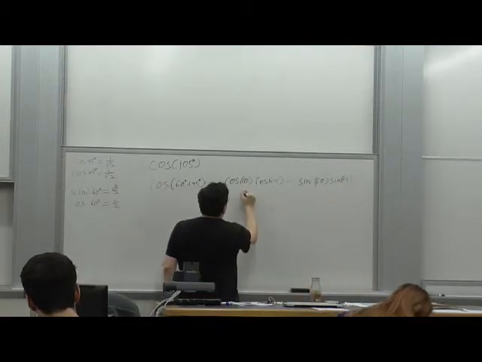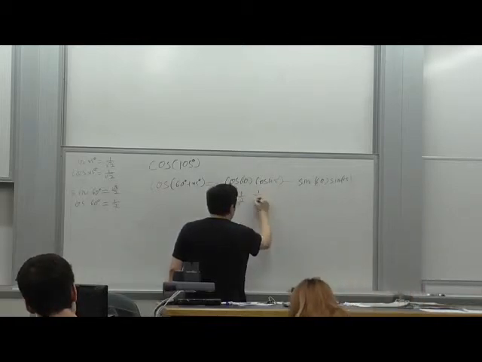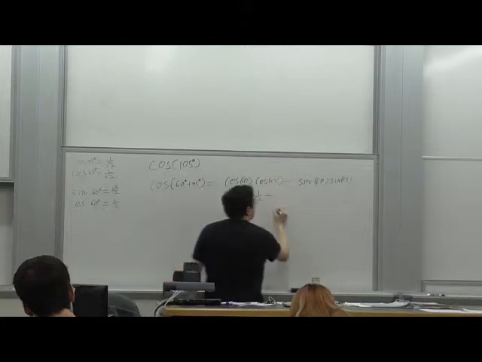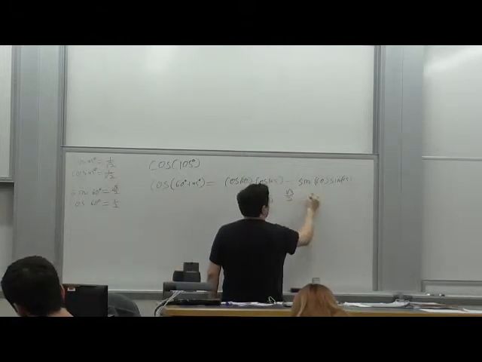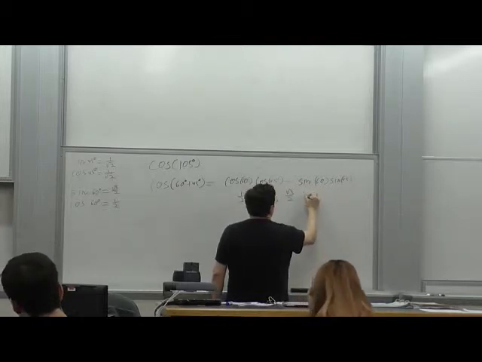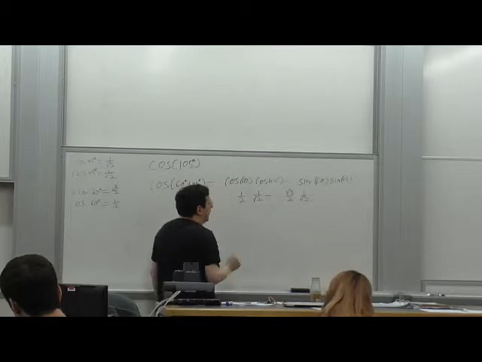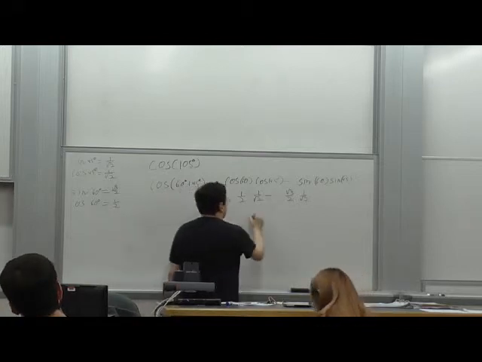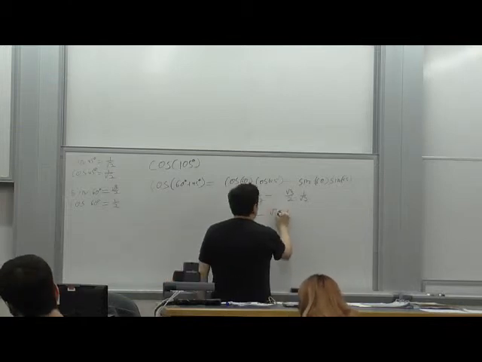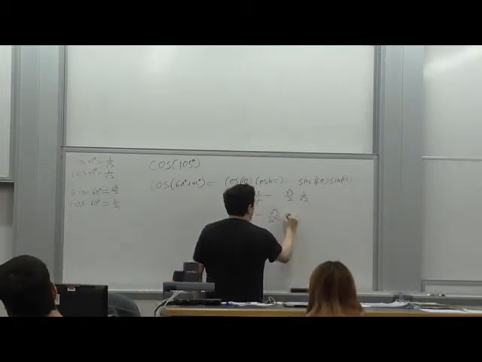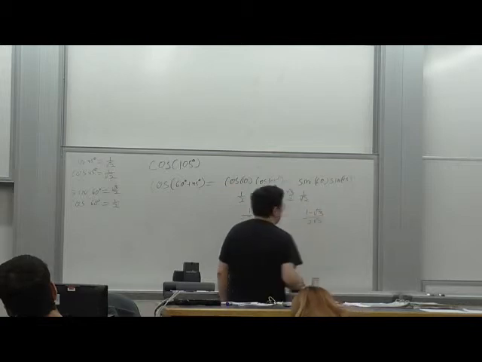The cosine of 60 is a half. Cosine of 45 is 1 over the square root of 2, minus sine of 60, which is square root of 3 over 2. Sine of 45, again, 1 over the square root of 2. That's already the right answer. We could try and simplify this a little. 1 over 2 square root of 2, minus square root of 3 over 2 square root of 2. This is 1 minus the square root of 3 over 2 square root of 2.